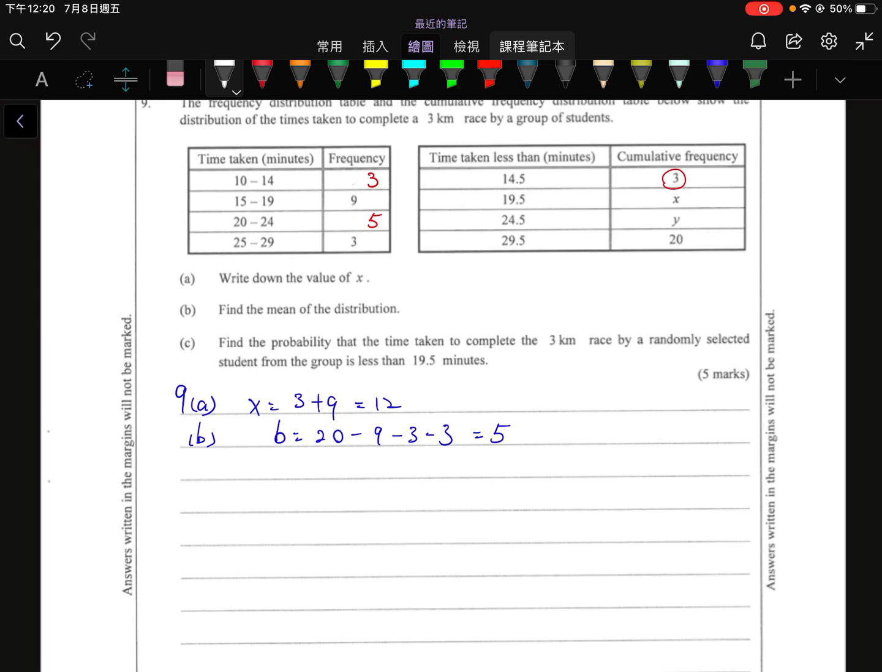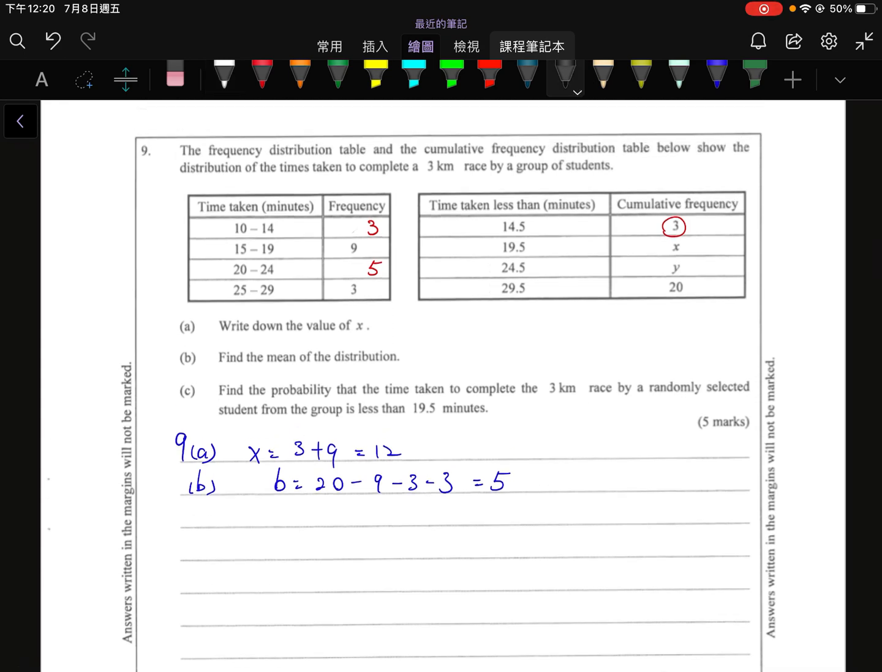After I find out what A is and what B is, all the information of the table on the left-hand side is completely found. Then how can we find the mean of the grouped data? In every row, we never know exactly what the data is, whether 10, 11, 12, or 13. So we try our best to find a representative of the group, and that representative is called the class mark.